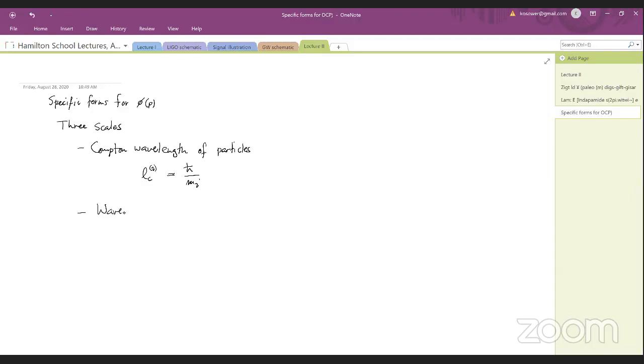There's the wave packet size. So we want something that's of course localized, so it's going to be characterized by some length, and that I'm going to call L sub w, the wave packet size. And finally, there's the actual impact parameter. And you can think of that as kind of a scattering length. It's a characteristic scale of the scattering. And so this thing is b, or sometimes I will refer to it as L sub s.